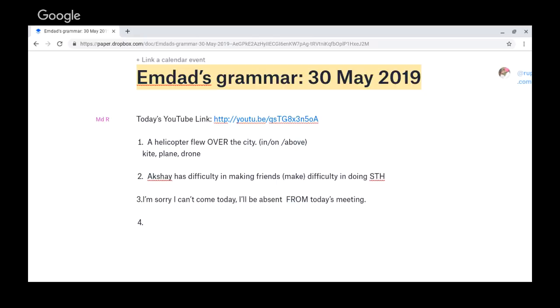So never ever use absent in. How about this? Present. Is it present from? What do you say? Present in. That's why we use it this way. We say present in, absent from. Is it clear? This is the common mistake.